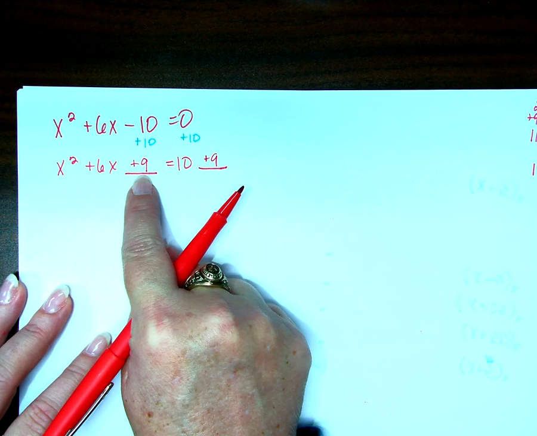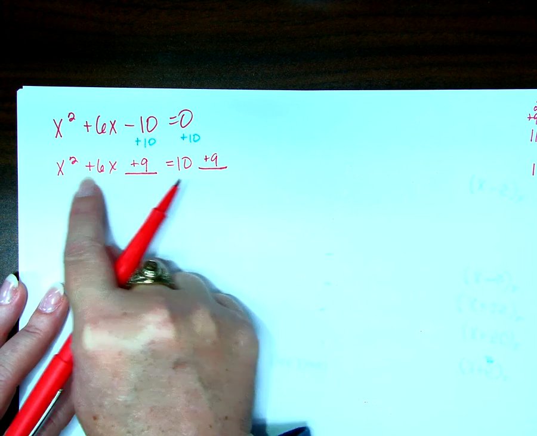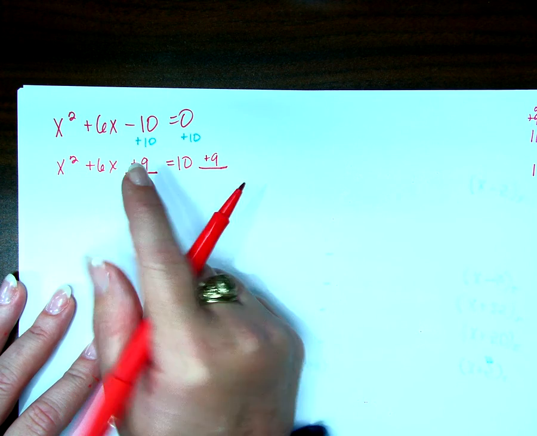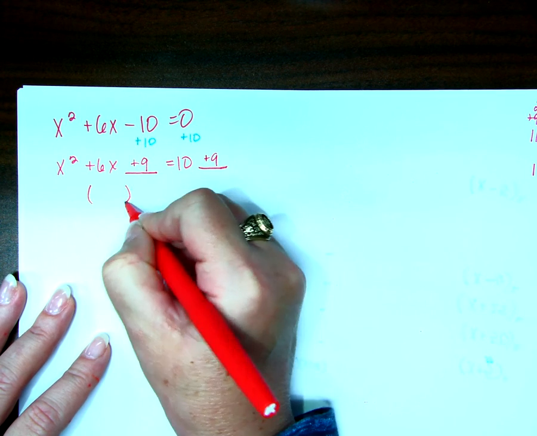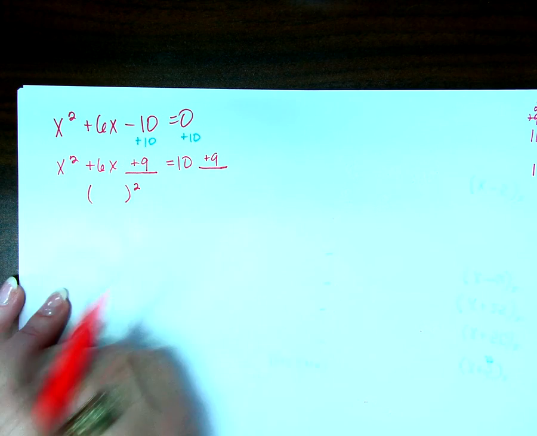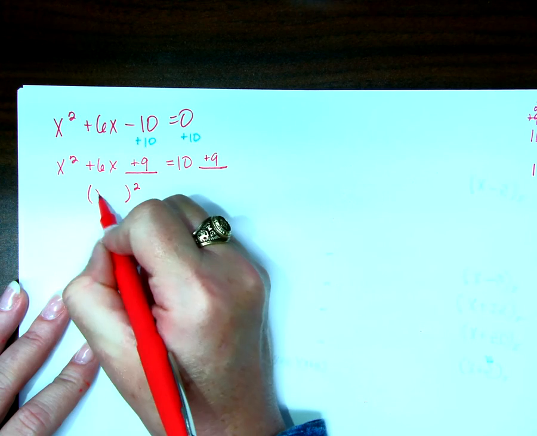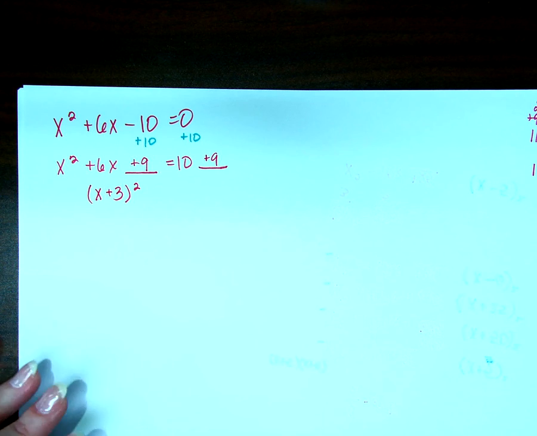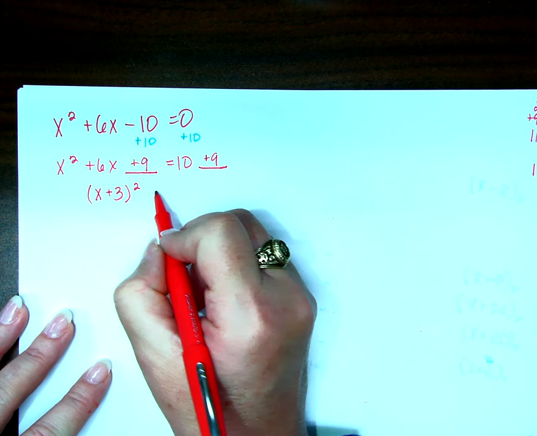Now that I have my trinomial, how do I want to write that? I want to factor it and write it as its binomial. What is the binomial of this trinomial? X plus 3? Everybody understand why it's plus 3? Okay. Equals what?